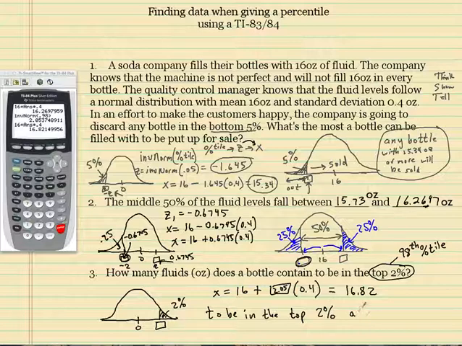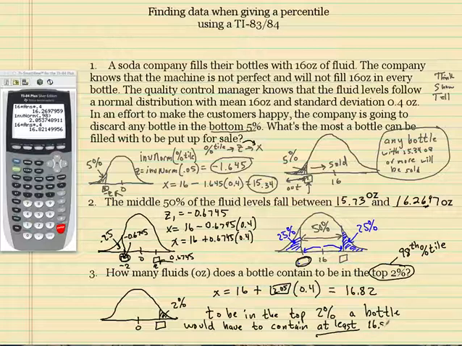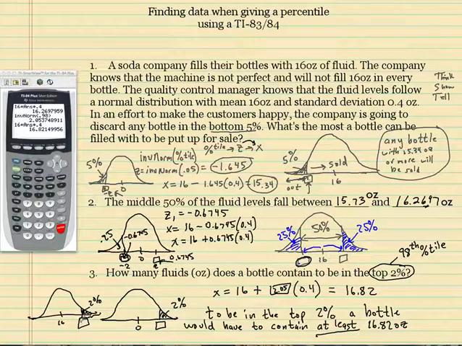So to be in the top 2%, a bottle would have to contain at least, that's important, 16.82 ounces. At least, because on the regular distribution, 16 is the center, and that's the top 2%. Anything over here, we just found this to be 16.82. Anything on this right side, anything that falls here, will do that. So it's at least this. This or more will be in the top 2%.